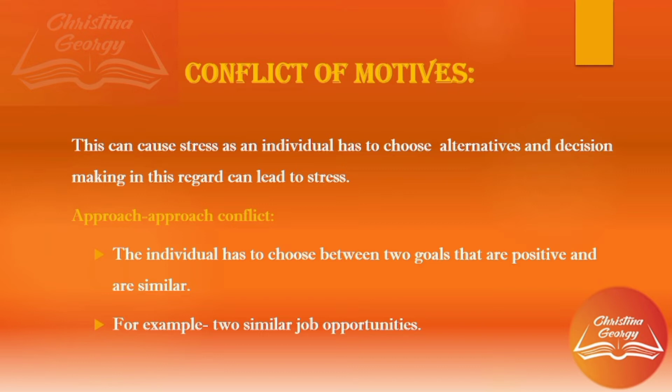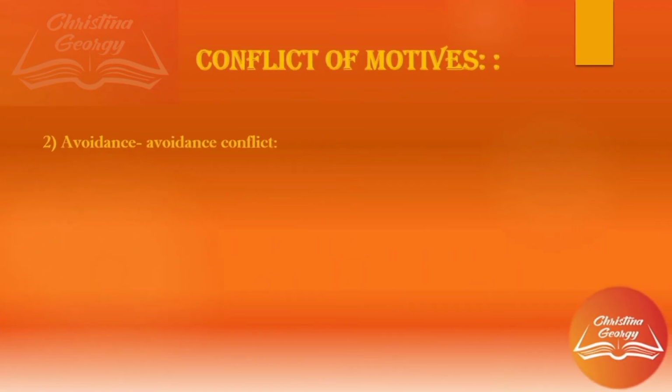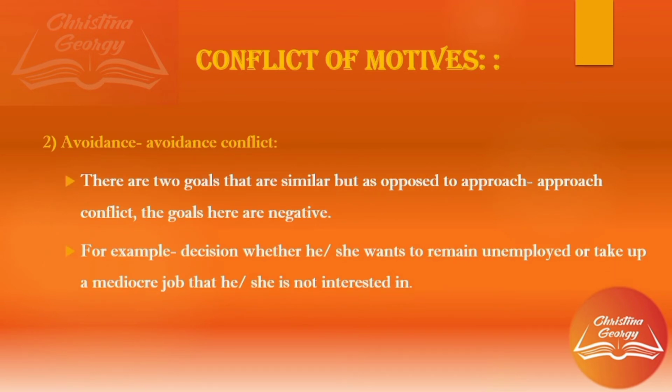Firstly, approach conflict. In this type of conflict, the individual has to choose between two goals that are positive and similar. For example, suppose an individual may have to choose between two similar job opportunities. That will be a tough choice, and hence this will lead to approach conflict, which will eventually cause stress in the individual. The next type of conflict of motives is avoidance conflict.